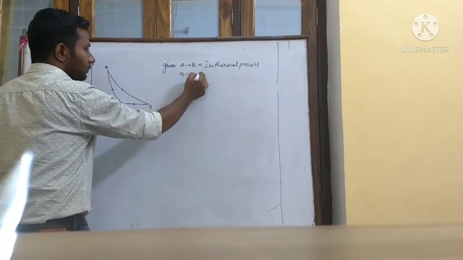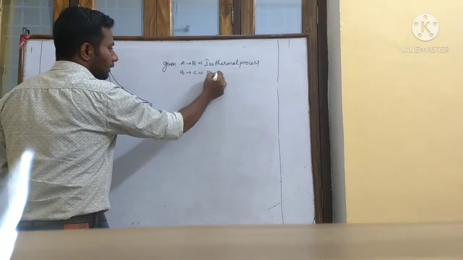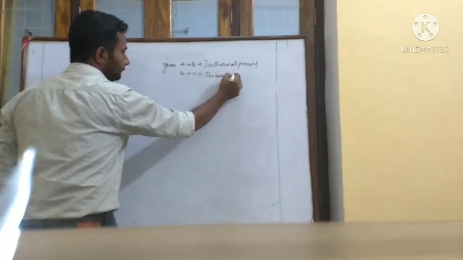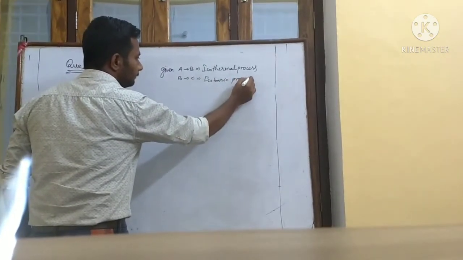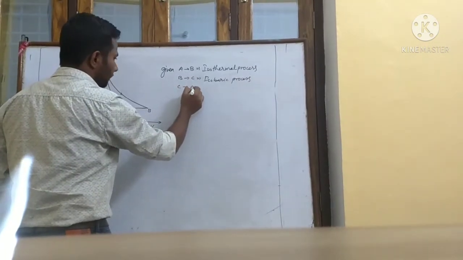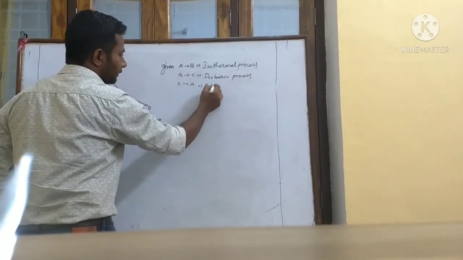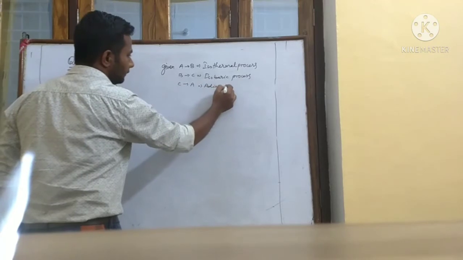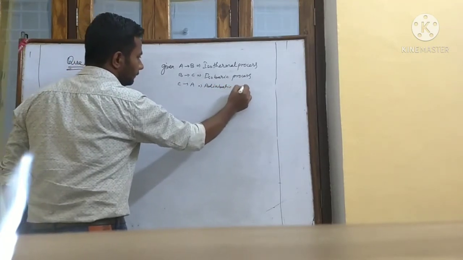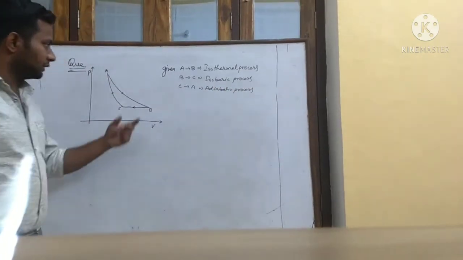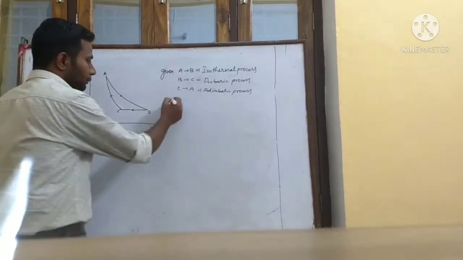B to C कौन सी प्रोसेस है? आइसोबैरिक प्रोसेस. और C to A? आइडियाबैटिक प्रोसेस. ये प्रोसेस गिवन है इसका. वो पूछ क्या रहे हैं?